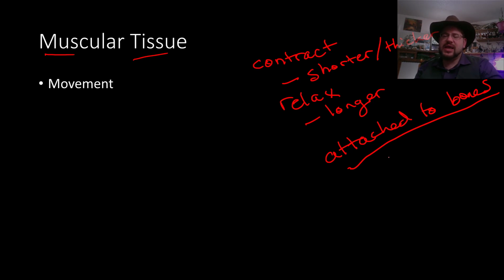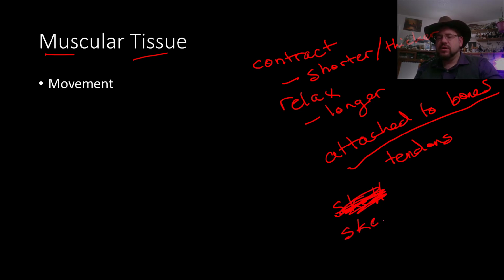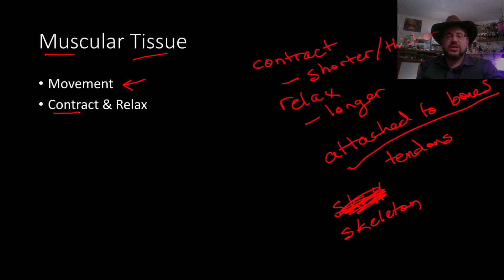Muscles are ultimately attached to tendons, which are attached to bones, which means what do muscles move specifically? They move your skeleton. They move bones. And that is why muscles allow for movement. So they contract, in which they become shorter and thicker, right?